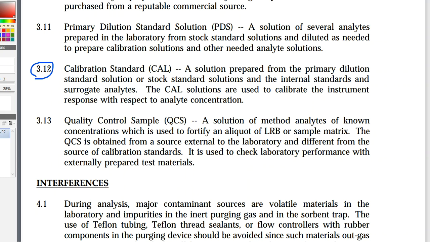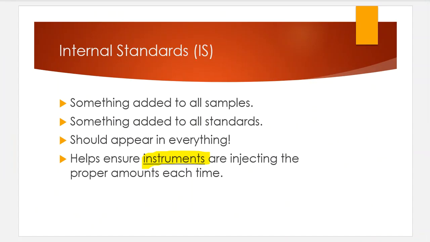All right, so if I go back to 3.12 when it talks about calibration standard, it's going to say, once more, we'll read it: a solution that's prepared from a primary dilution standard or stock standard and the internal standards and surrogate analytes. The cal solutions are used to calibrate the machine in respect to the concentrations of the stuff that you're looking for. So that is 3.12, which is the definition of calibration standards.